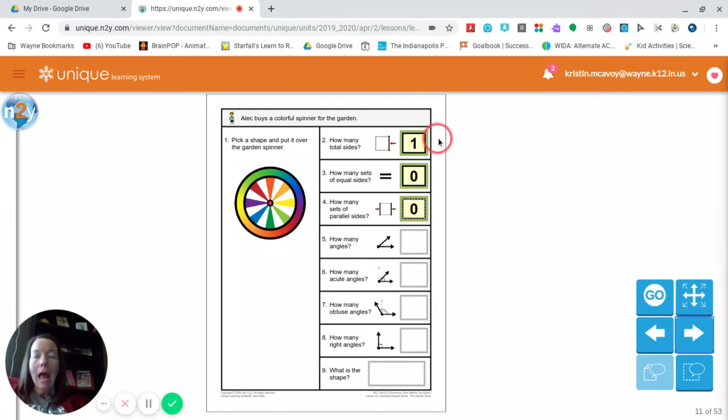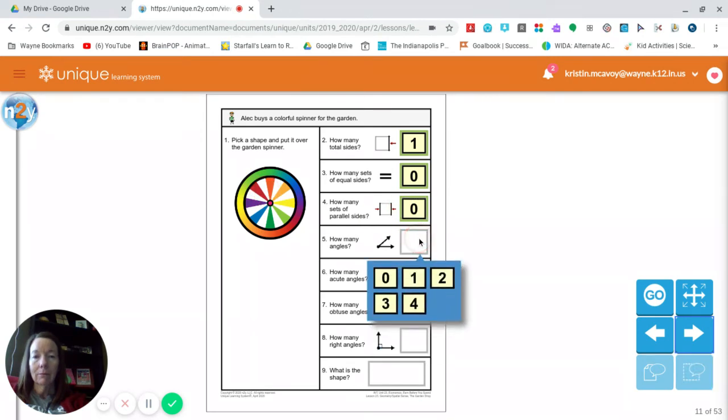Okay, so how many angles are there in this shape? You got it. If there's only 1 side, there can be no angles because angles are where 2 sides meet to make an angle. There can't be any. 0.